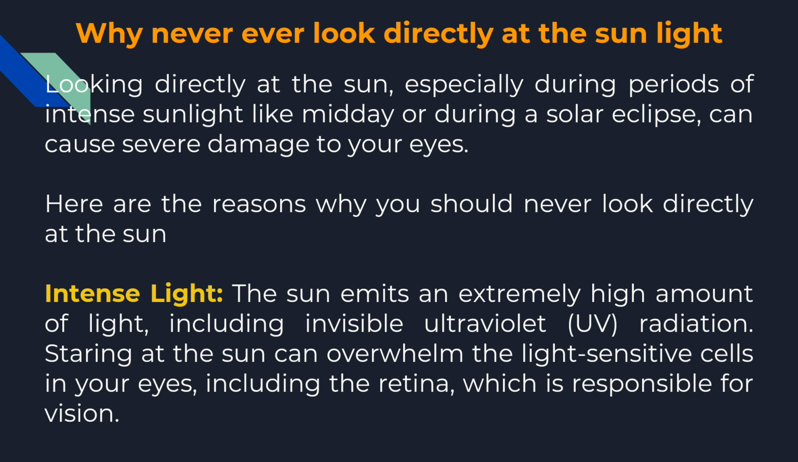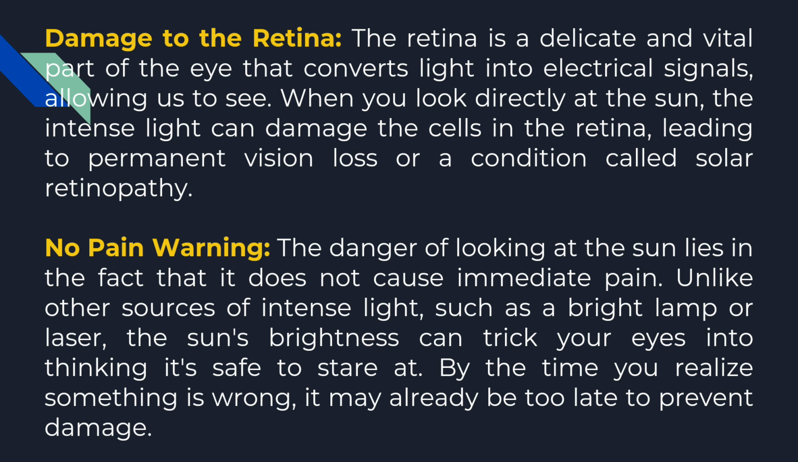Intense light. The sun emits an extremely high amount of light, including invisible ultraviolet (UV) radiation. Staring at the sun can overwhelm the light-sensitive cells in your eyes, including the retina, which is responsible for vision. Damage to the retina. The retina is a delicate and vital part of the eye that converts light into electrical signals, allowing us to see. When you look directly at the sun, the intense light can damage the cells in the retina, leading to permanent vision loss or a condition called solar retinopathy.